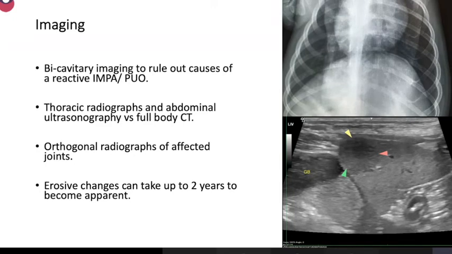And I'd also always take orthogonal radiographs of affected joints. It doesn't have to be all joints, but at least two, just so that you can document what they look like initially and look for any erosive changes. And because erosive changes can take up to 2 years to become apparent, it's really nice to have a baseline of what the joints look like. And if at any stage you're becoming more suspicious of an erosive arthritis, then you can compare new x-rays to your initial ones.